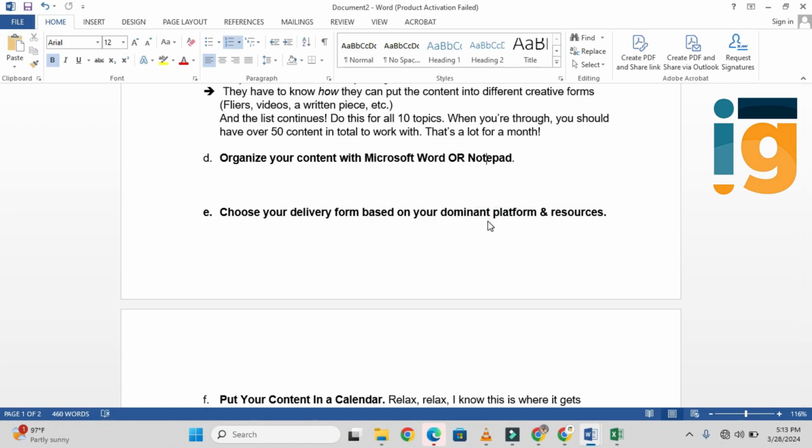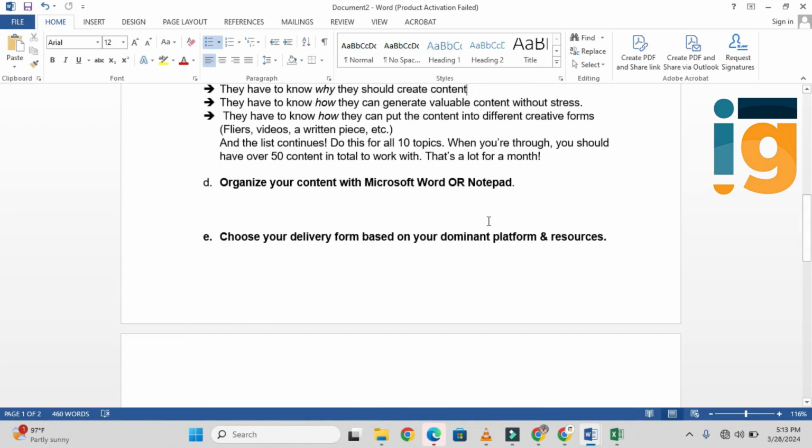There are other social media platforms, but Instagram is the dominant one. For some other people, it is Facebook. For some other people, it is WhatsApp. For some, it is TikTok. I don't know, but for the dominant platform you are using to deliver your content, you want to make sure that your delivery form is how the content will come out.